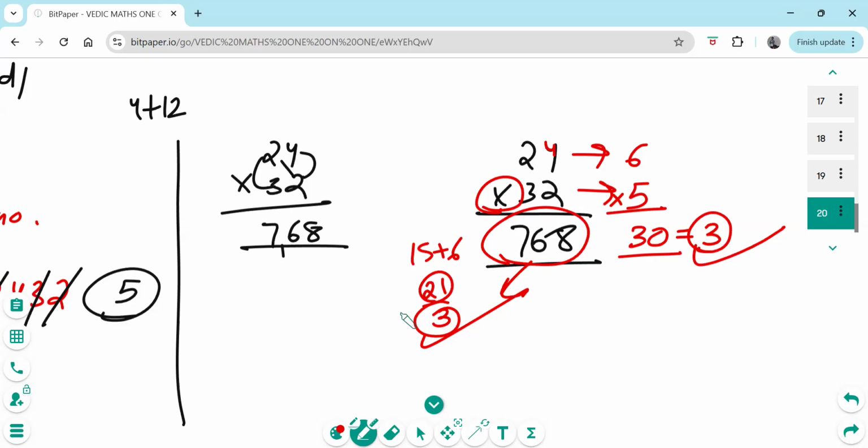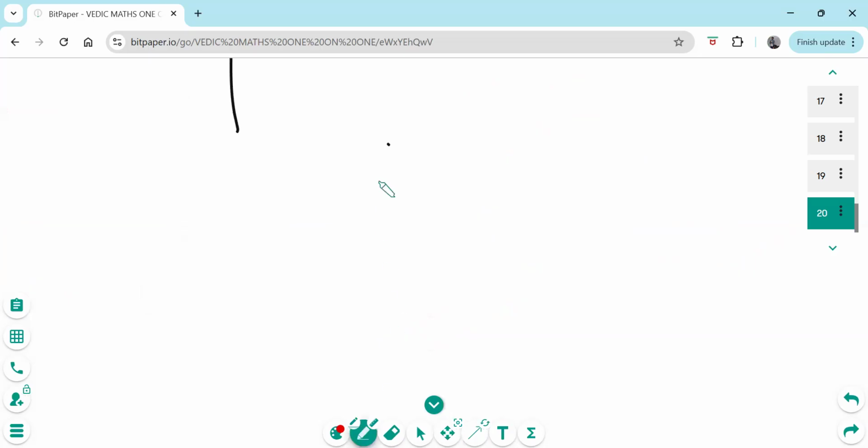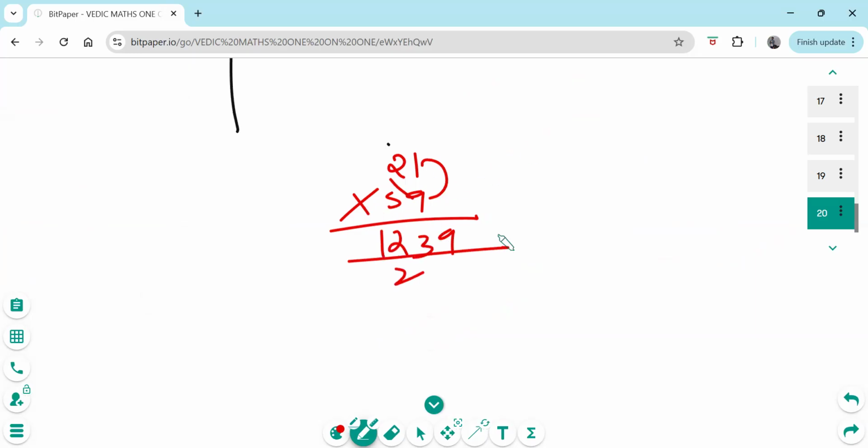Let's take one more example so that we know that it works. Let's take 21 times 59. Let's multiply normally. By the way, Beejank doesn't just work for multiplication, it works for addition, subtraction, everything. And it's very interesting that this works for everyone. Now 9 times 1 is 9, 18 plus 5 is 23, 5 times 2 is 10, 10 plus 2 is 12, 1239 is the answer.